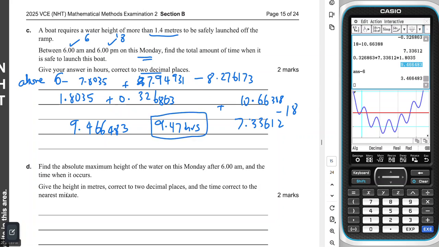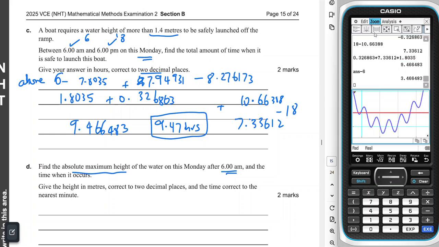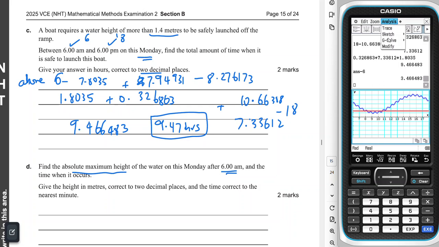Okay, that's question number 2. Find the absolute maximum height of the water after 6 a.m. and the time when it occurs. So if I go back to the previous, I'm looking for the absolute maximum between 6 and, was it between there and there? So analysis, G-Solve, f max, and I'll accept that.